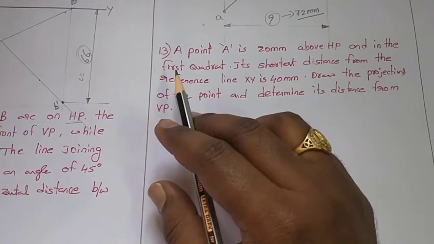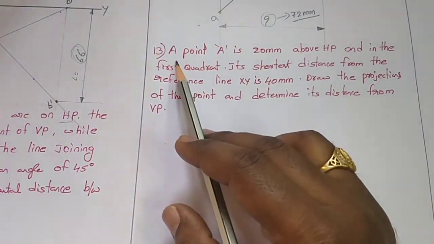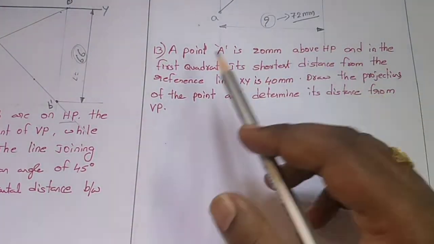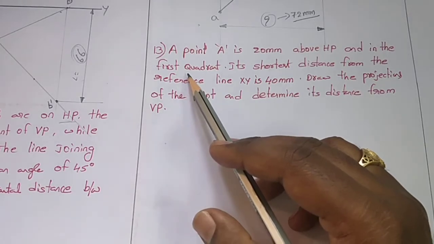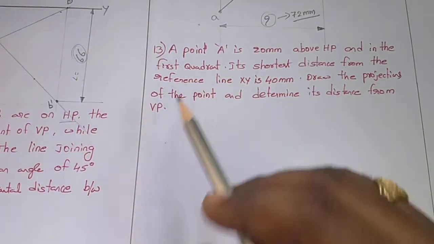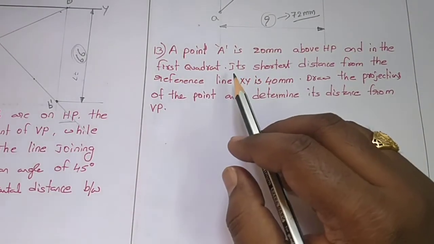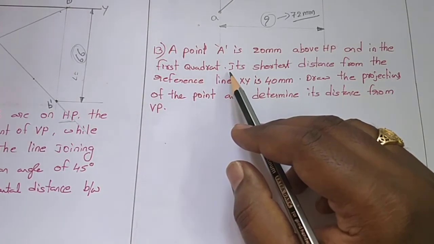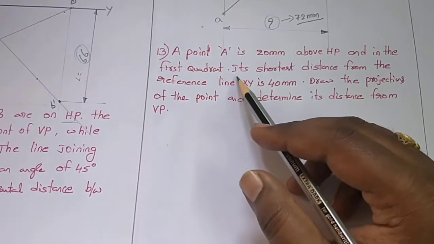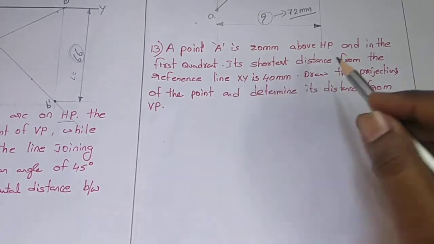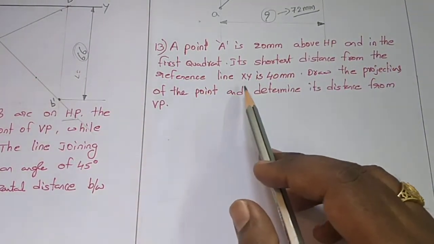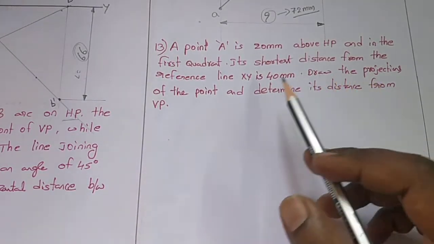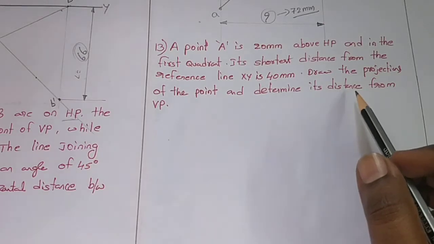Okay, coming to this problem. The problem says that the point A is 20 mm above HP and in first quadrant. First quadrant means above HP, in front of VP. They have not given the distance in front of the vertical plane. We need to find out the distance. Apart from this, they gave another clue, that is its shortest distance from the reference line XY is 40 mm. So we need to draw the projections of the point A and determine its distance from the vertical plane.